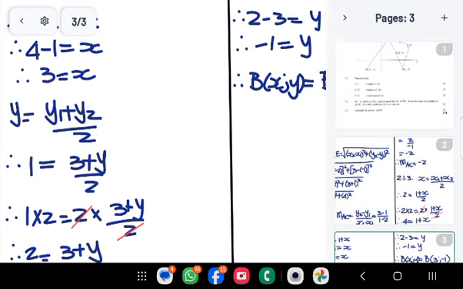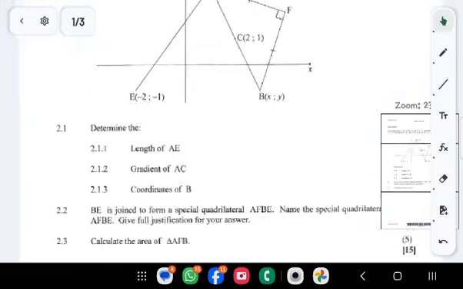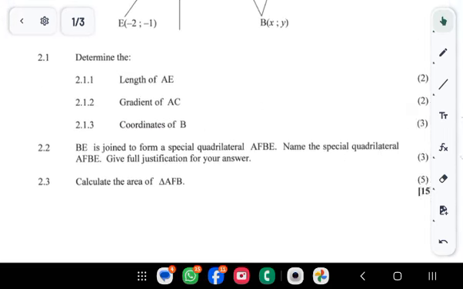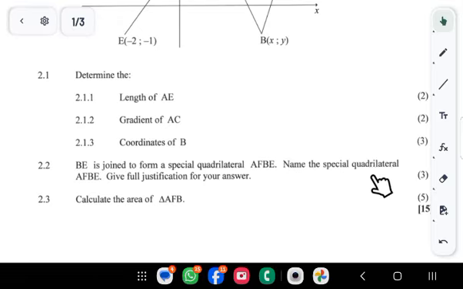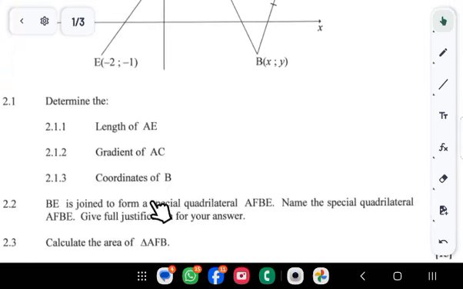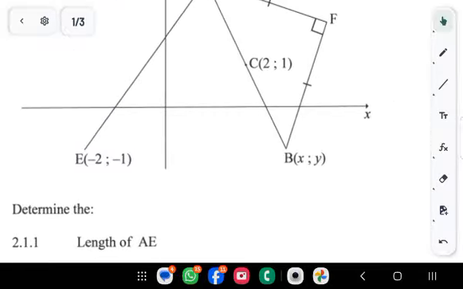Next question. BE is joined to form a special quadrilateral AFBE. Name the special quadrilateral AFBE. Give full justification for your answer. So we join BE. There is us joining BE. Let's change this. Make it purple.